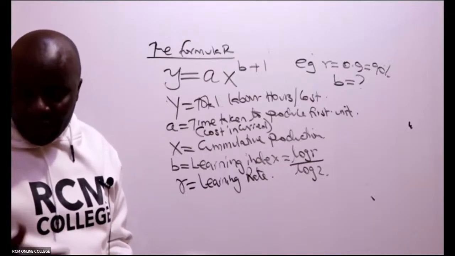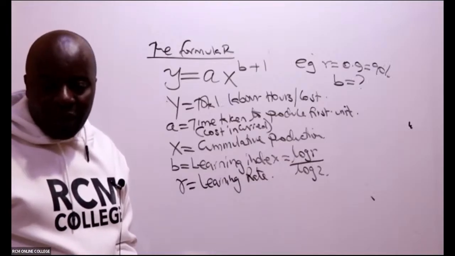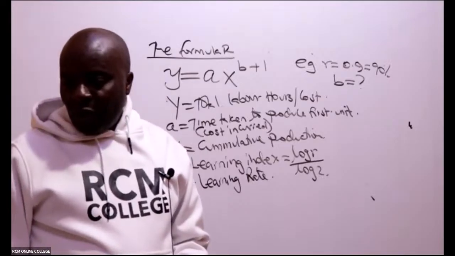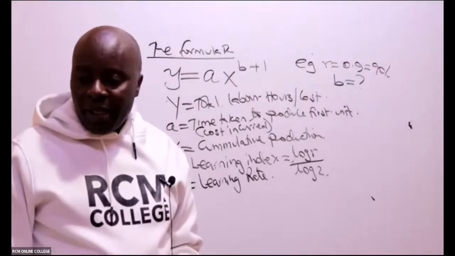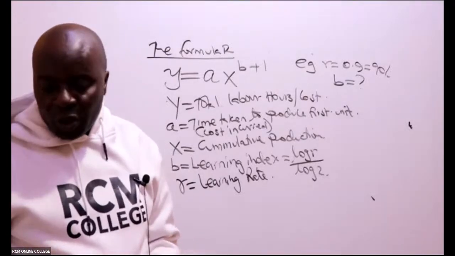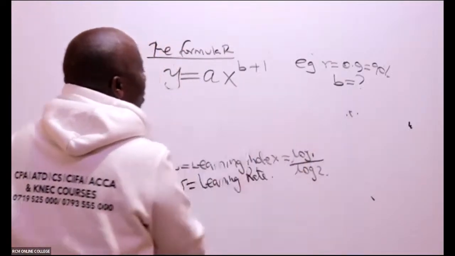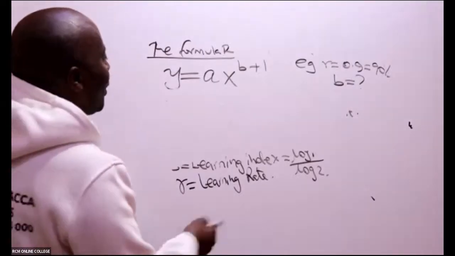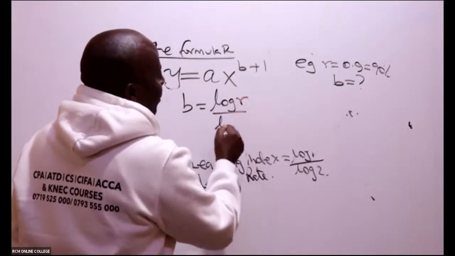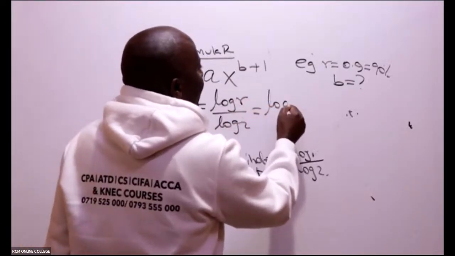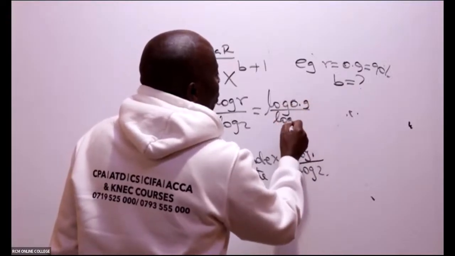Yeah, to show you that this is really, really easy. If the learning rate is 90%, then what will be the value of B? Have they mastered the formula of getting B? To get B, we take the logarithm of R over the logarithm of 2. So this will be logarithm of 0.9 over logarithm of 2.